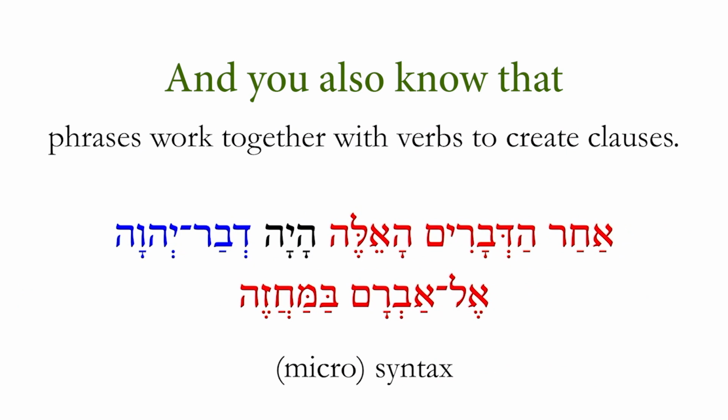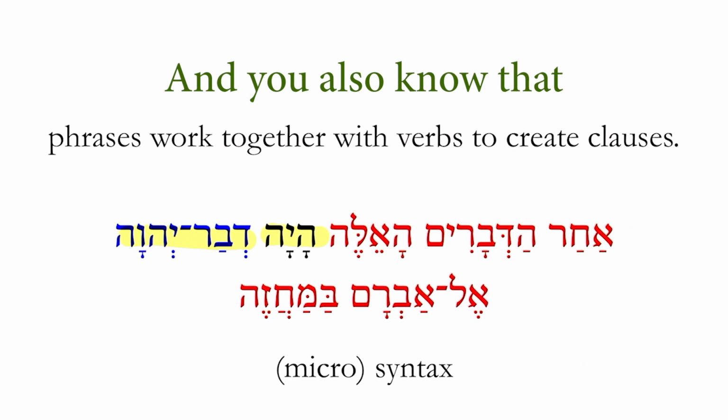And you also know that phrases work together with verbs to create clauses. So we're going to take syllables and make words, words and make phrases, and then phrases with verbs to make clauses. We're building our hierarchy here. In this example on the screen, we have the main verb that appears in black. We have the subject of that verb, a construct chain, the word of Yahweh. So the word of Yahweh was. And then we have three prepositional phrases that modify that particular clause.